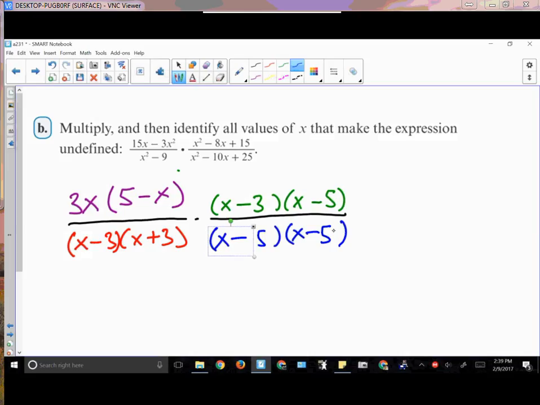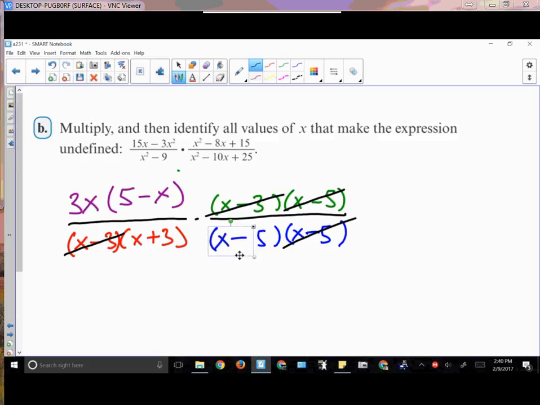Now, here's where the fun part comes in. Rather than trying to multiply this entire mess together, I can cancel some stuff. This x minus 5 would cancel with this x minus 5. It's just multiplication. This x minus 3 cancels with this x minus 3. Okay? Same thing on top, same thing on the bottom. We can cancel it out.